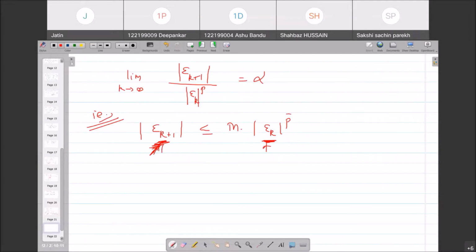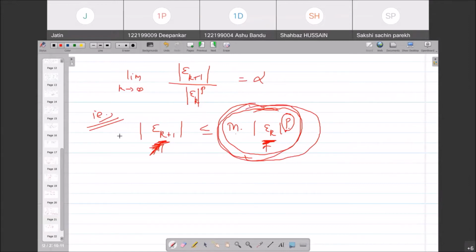Now here, the larger the value of p, this decreases very fast. M is some constant. The error is very small, 0 point something, whatever. Now, the larger the value of p, this will be very small, and therefore this term becomes smaller faster. So if p is larger, these terms become smaller faster. That means my (k+1)th error is very small. And whenever the error becomes very small, it converges faster.